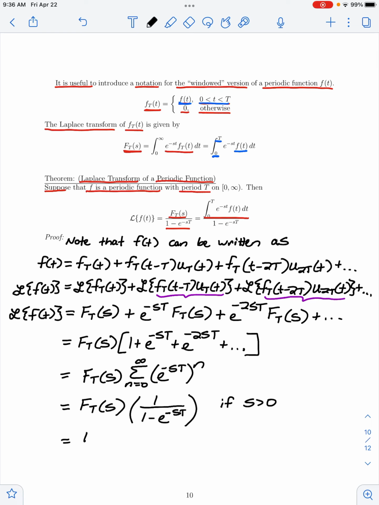So we're left with the ratio of the Laplace transform of my windowed version of the function over 1 minus e to the negative s times T, or explicitly the integral from 0 to T of e to the negative st times f of t dt over 1 minus e to the negative s times capital T. And this is what we wanted to prove.